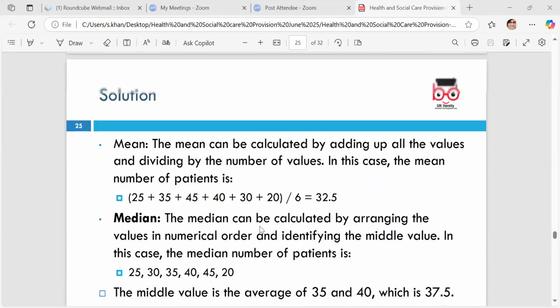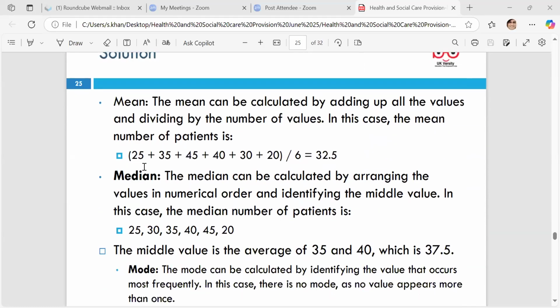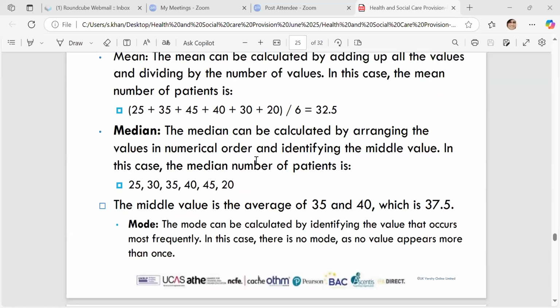The solution here is that the mean can be calculated by adding all the values and dividing by the number of values. In this case, the number of patients. So it was 25 plus 35 plus 45 plus 40 plus 30 plus 20 over 6, as it was 6 months, equals 32.5. Now, that was the mean.